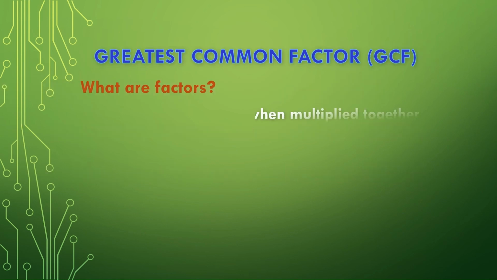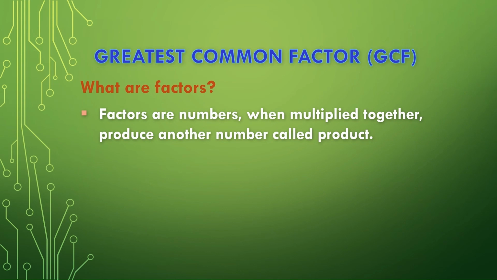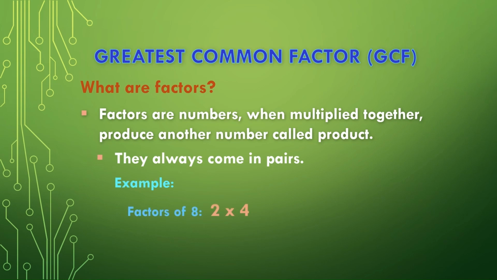What are factors? Factors are numbers that, when multiplied together, produce another number called the product. And they always come in pairs. Example: 2 and 4 are factors of 8.